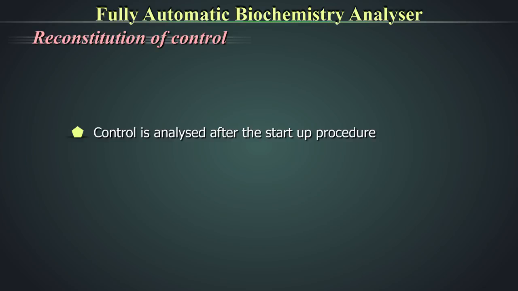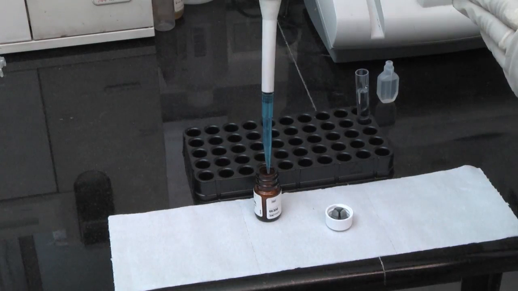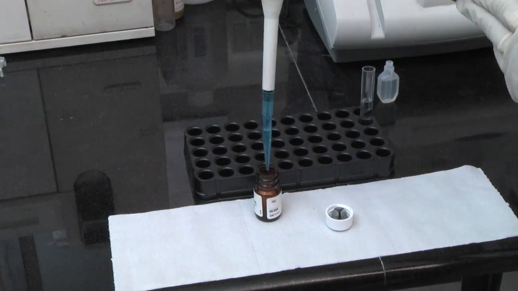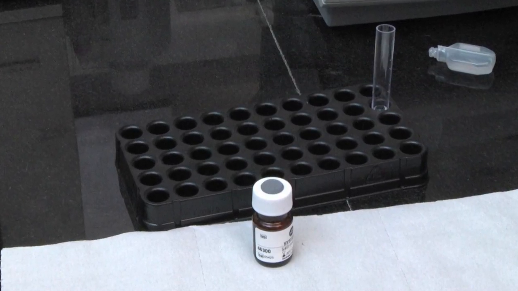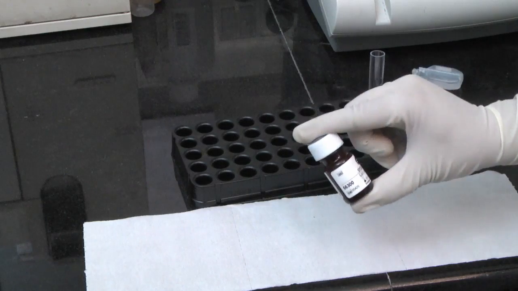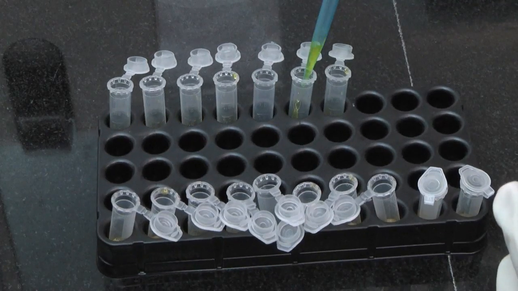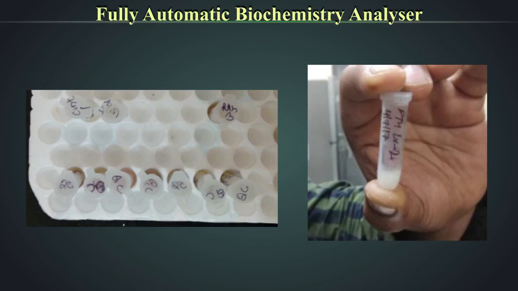Reconstitution of control. The control sample is analyzed after the startup procedure. The controls are in lyophilized form and reconstituted before use. Using a calibrated volumetric pipette, reconstitute the control with commercially available 5 ml of deionized water vial. Allow the control to stand for 30 minutes at room temperature, swirling intermittently. Prepare aliquots as per requirement and label them with lot number and date of expiry.